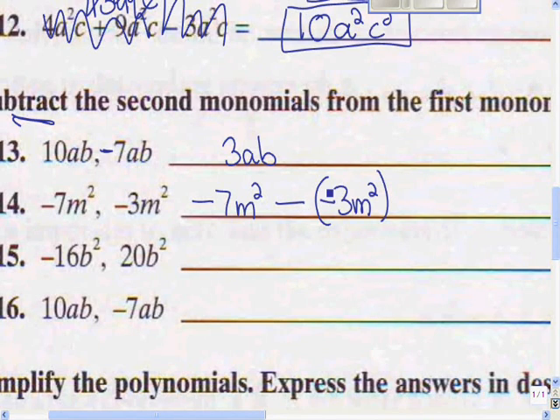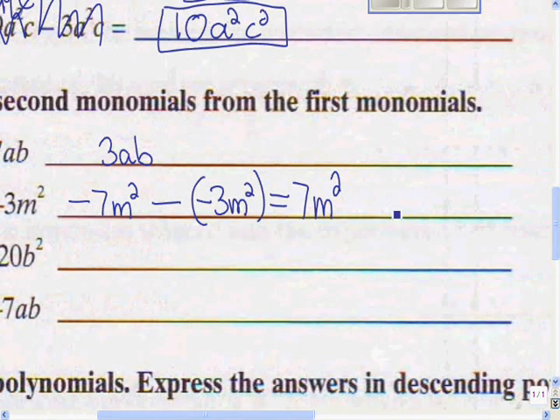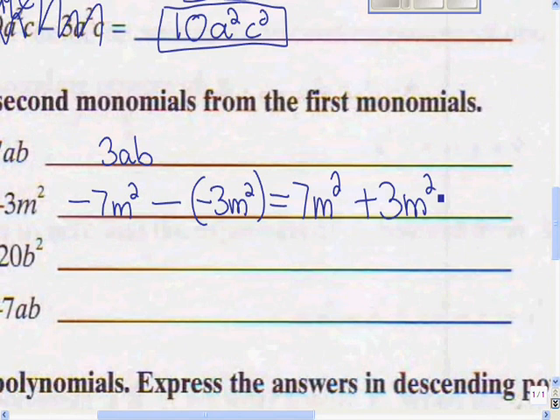It means subtract the negative. So that means positive 7m squared. And since I'm going to subtract the negative from the 3m squared, it's going to become a positive 3m squared. And since they're both positive, I'm going to add. That's going to give me a positive 10m squared because they're both positive. I know my answer is positive. That's my answer.